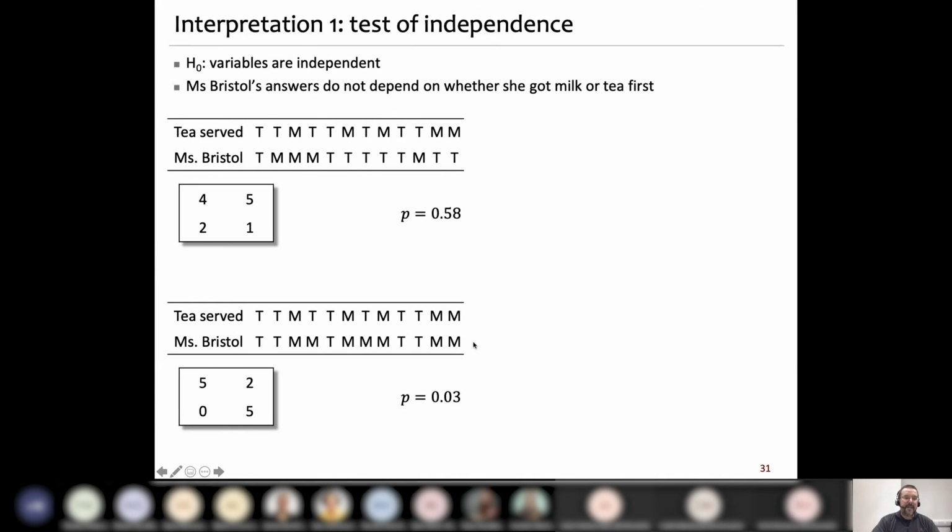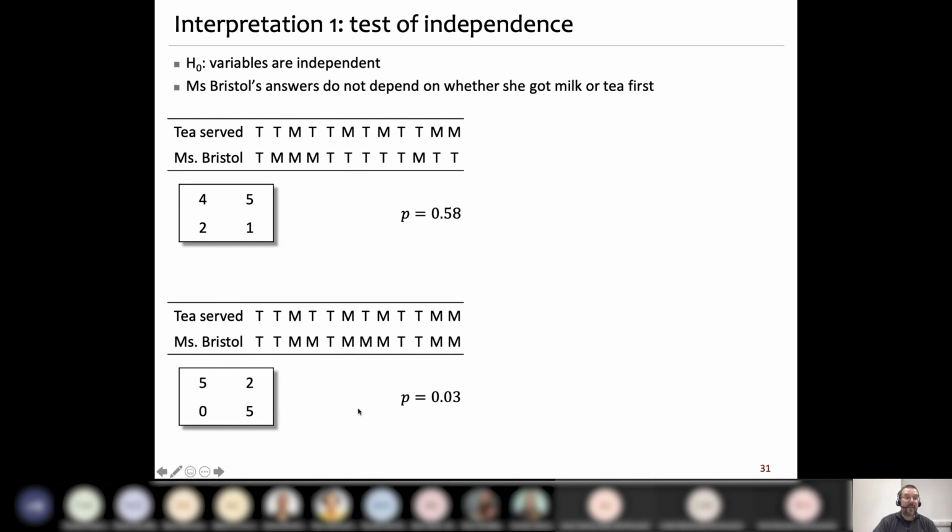The second example here is different. You can see immediately that Ms. Bristol's answers are very similar in most cases to the actual tea. Occasionally she can make a mistake, but in most cases she gives a correct result. That means that these 2 variables, tea served and her answer, are highly correlated. They are dependent on each other.